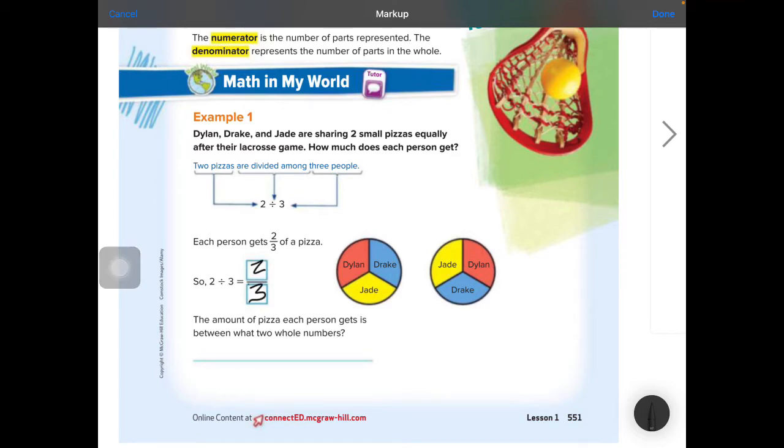The amount of pizza each person gets is between what two whole numbers? Well, this is where they want you to draw a number line and do 0, 1, 2. So 2/3 is not quite one whole pizza. So we divide this into three little sections. 2/3 would begin right here and go 1, 2. And that's where it would end. So it's between the whole numbers 0 and 1.